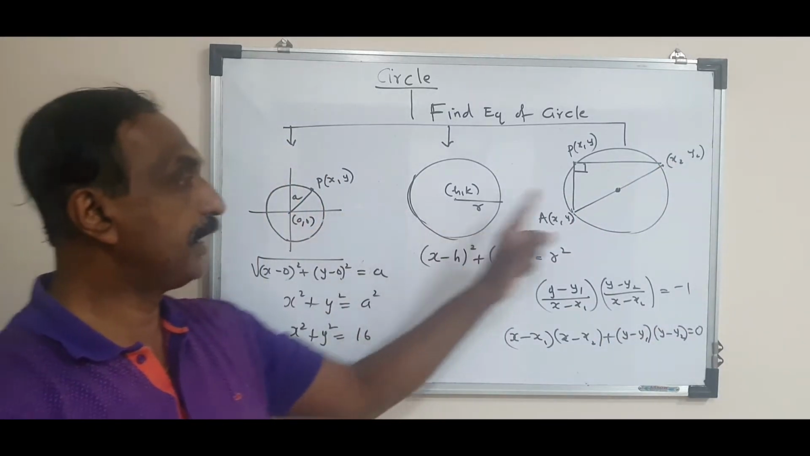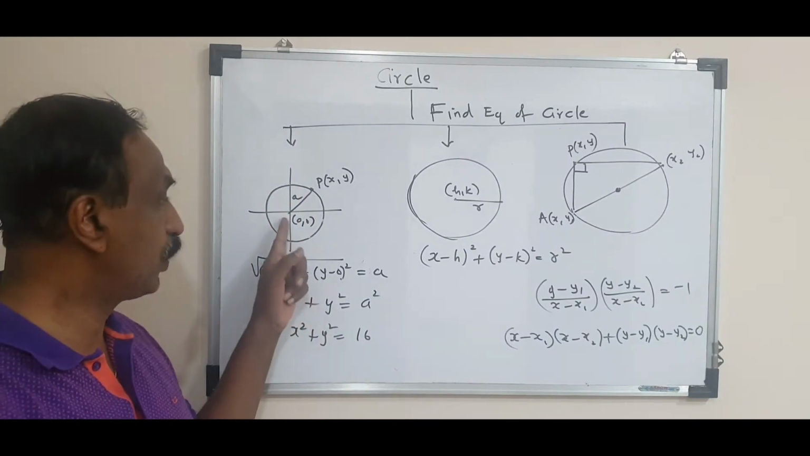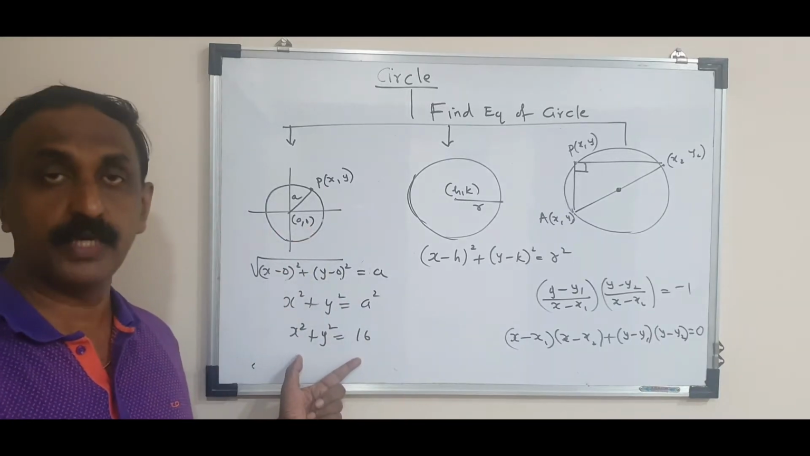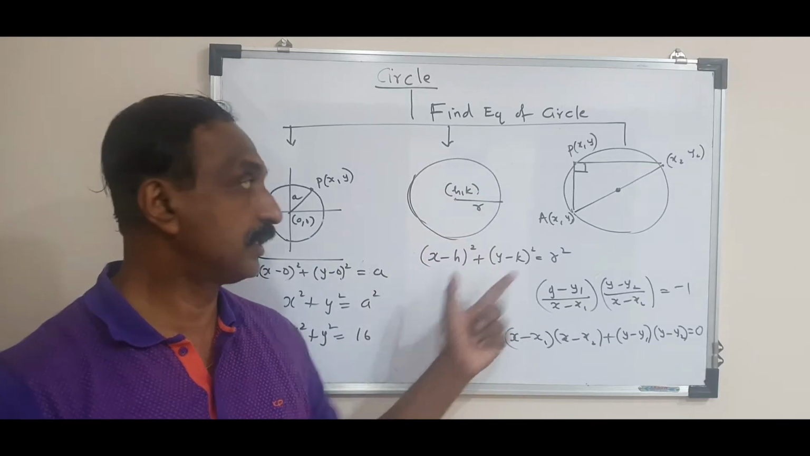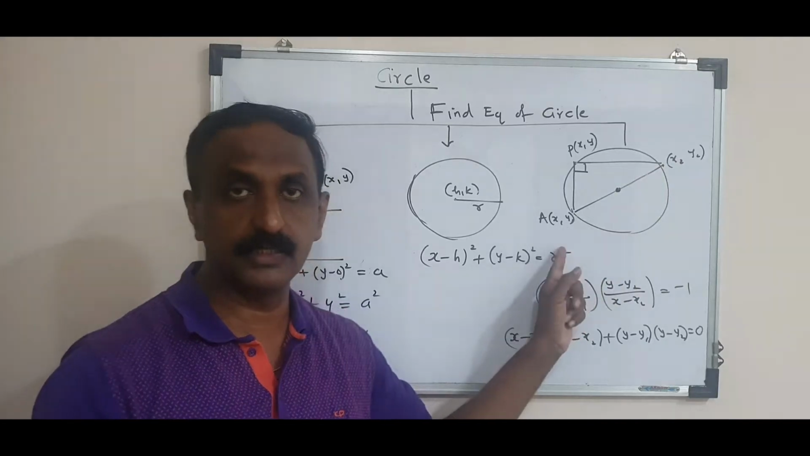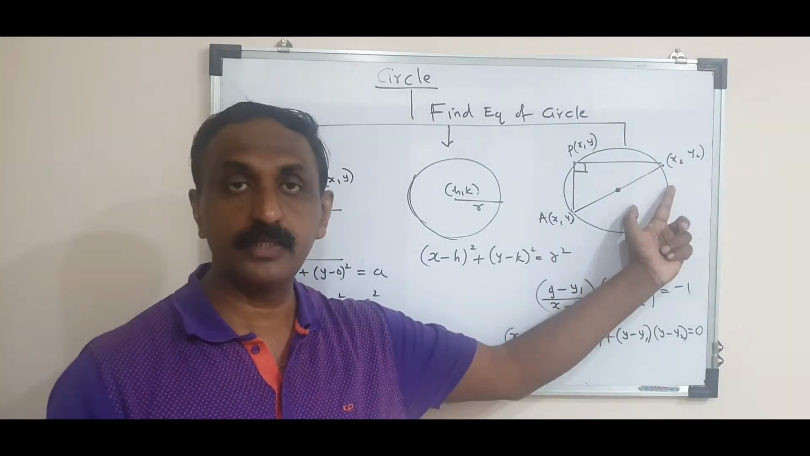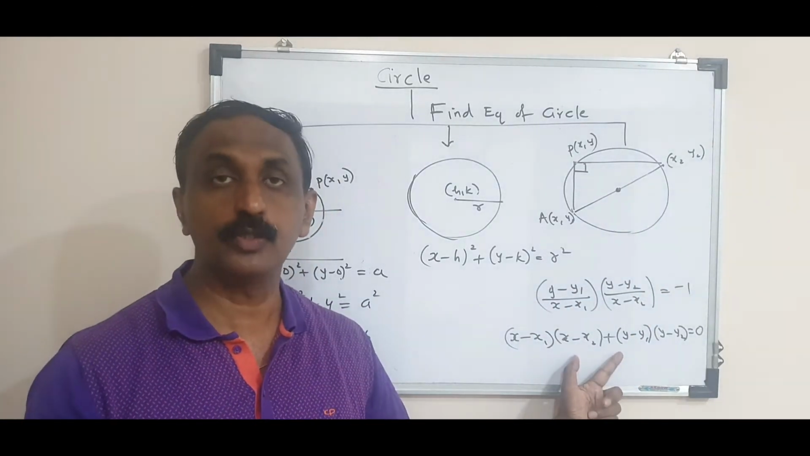So you have three formulae to be remembered in the equation of a circle. Equation of a circle with center at the origin and radius a: usually when the equation is given, you should be able to recognize it. In the second, you will be applying it to find the equation of a circle. In this also, how to find the equation of a circle when the end points of the diameter are given. Immediately you may think, why don't we calculate the midpoint? Why don't we calculate the radius? Yes, you can do it that way also. But this is a direct formula which you need to remember.